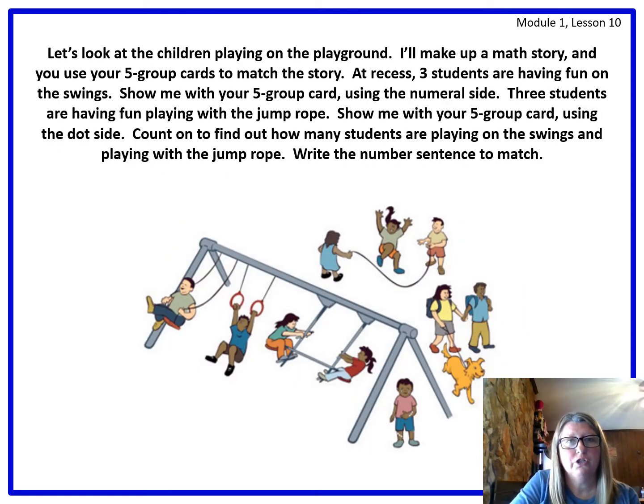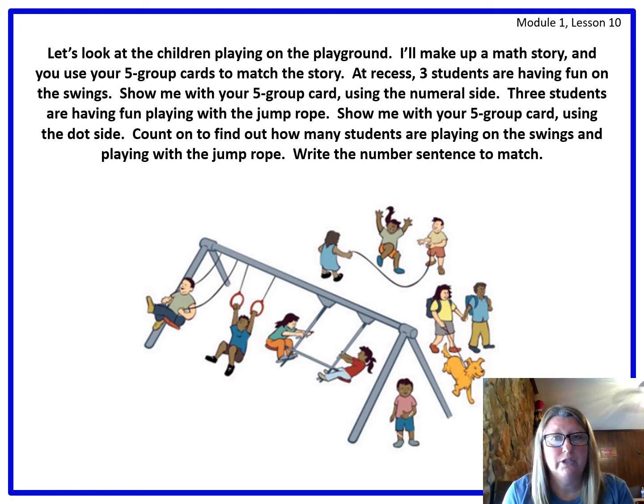So let's look at the children playing on the playground. I'll make up a math story and you use your 5 group cards to match the story. Now I know you guys don't have 5 group cards, so we're not going to do that. I just want you to draw it on your whiteboards, and I'm going to draw it as well. So when it says use 5 group cards, we're kind of just going to skip over that.